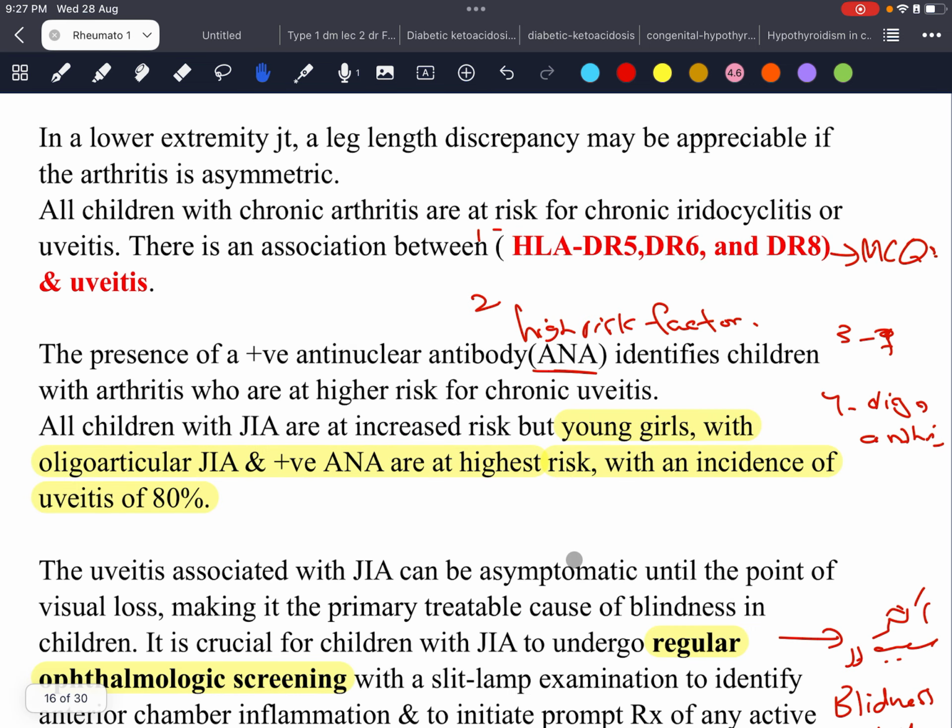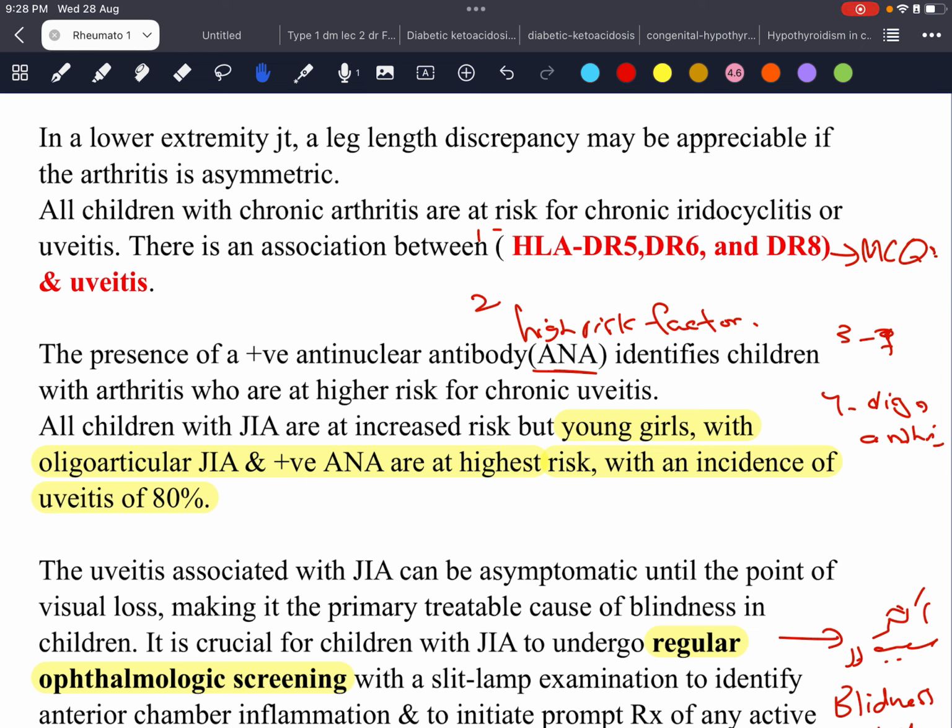Okay, when the growth plate is affected and there is a growth disturbance, it may lead to discrepancies in length between both limbs, so there will be asymmetry. Okay, there is also an association with eye inflammation in the form of uveitis or iridocyclitis.